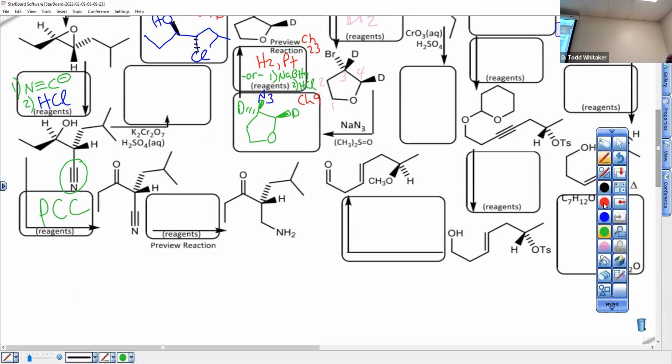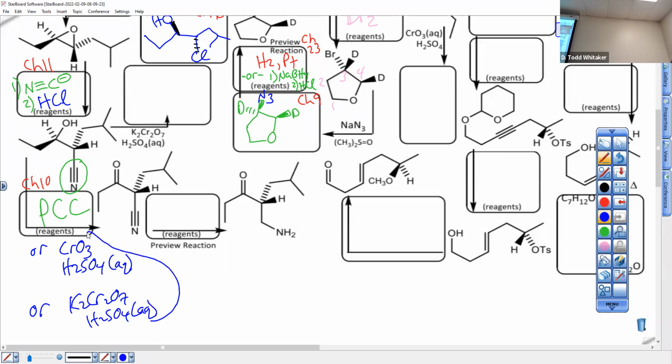I've been skipping stuff. Chapter 11. Oxidations, chapter 10. PCC could be replaced by CrO3, H2SO4, aq or K2Cr2O7, H2SO4, aq. We have to be rock solid on all the chromiums.